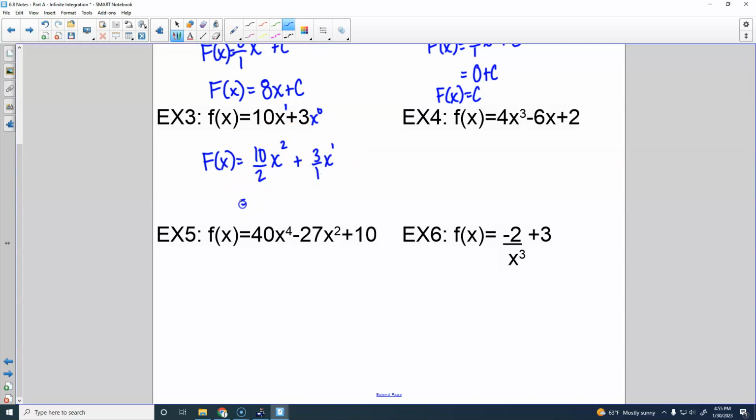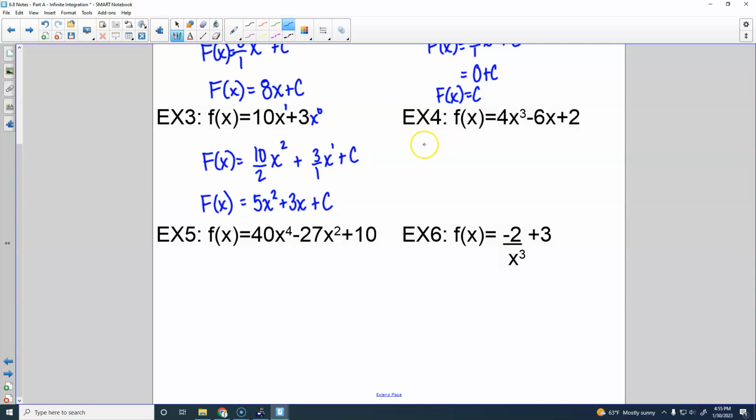I'm going overboard on showing work here just to be sure that it's clear what I'm doing. I would normally just skip straight to the answer, 5x squared plus 3x. And I'm forgetting my plus c. Must always put that plus c with it.